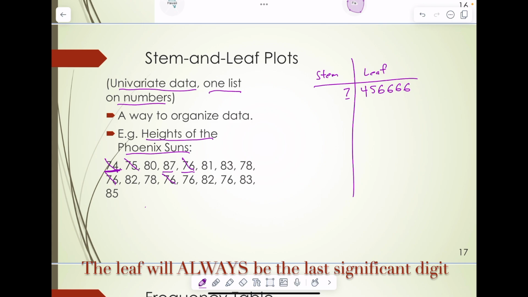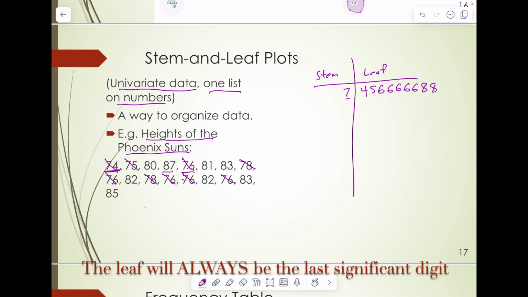Another 76. 4 76s. Oh, actually, there's a fifth one there. 5 76s. 1, 2, 3, 4, 5. Okay, what's next? 78. There's no 77s. Okay, so 78. There. 78. Another 78. Right there. Okay, I think that's it for all the 70s.